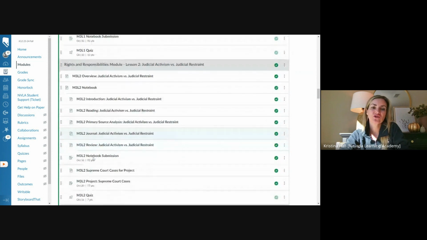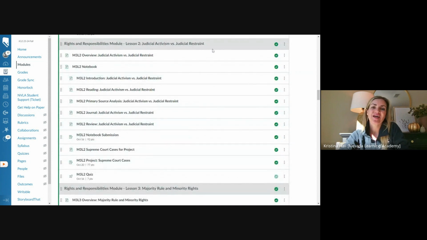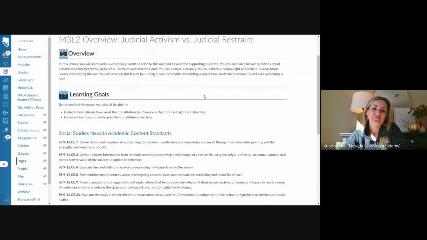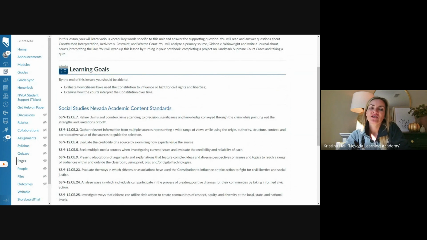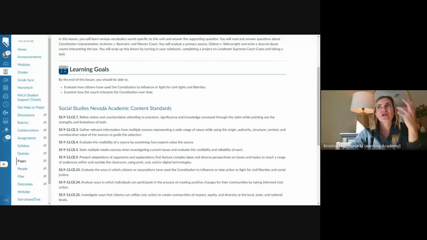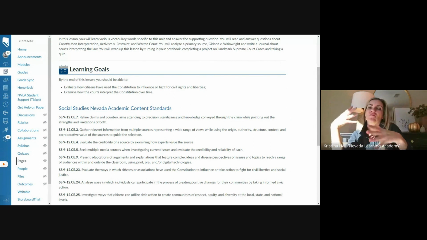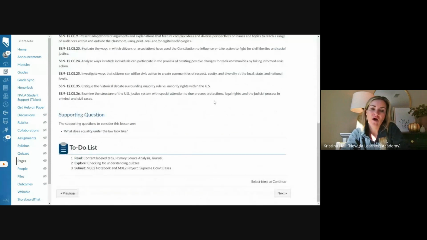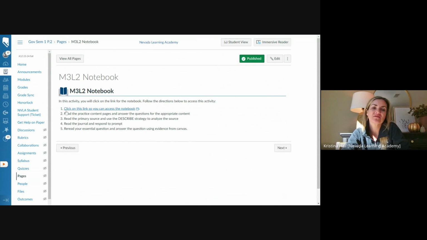So we're going to be in module 2, lesson 3, judicial activism versus judicial restraint. Let's go to the overview page. So again, looking at those learning intentions, we're going to evaluate how students use the Constitution to influence and fight for civil rights and liberties, and examine how the courts interpret the Constitution over time. Are they using activism or are they using restraint? Are they trying to take a more modern interpretive approach, or are they being more literal? Like, it literally says this, so that's what we're going to do. And it will often depend on the judge or the person who's hearing the case.